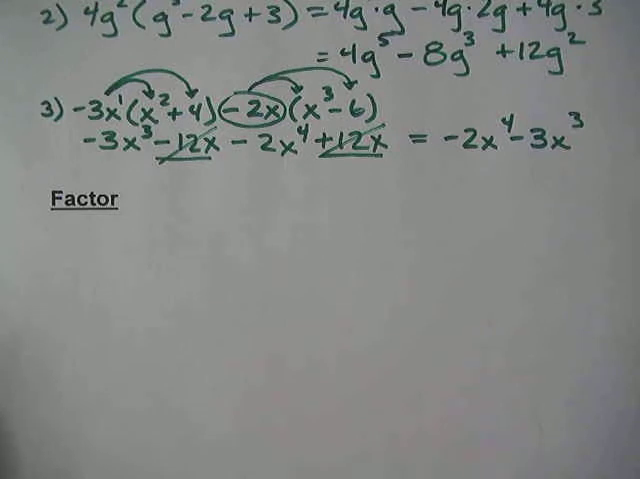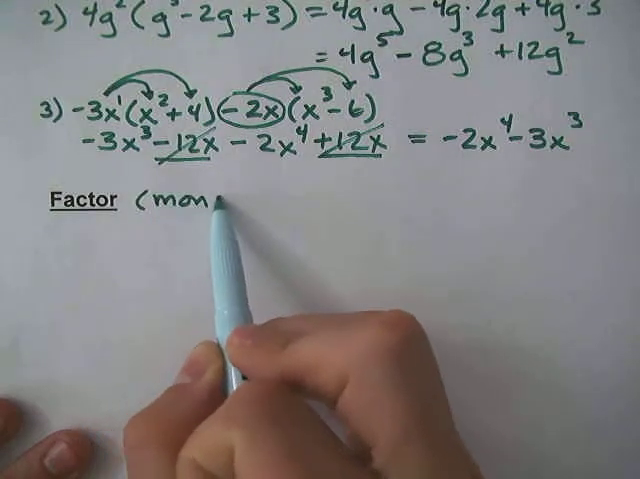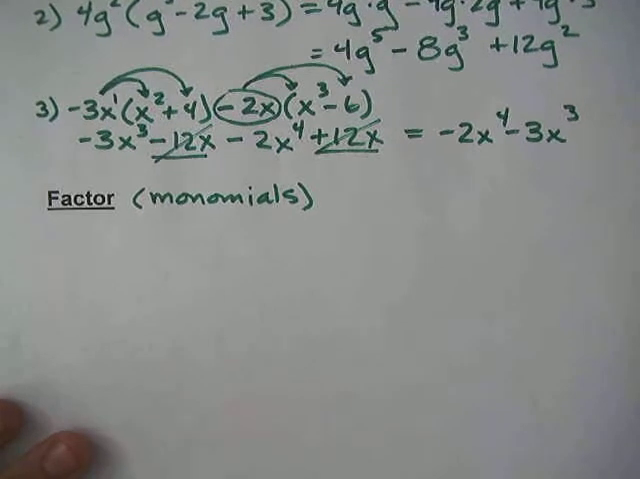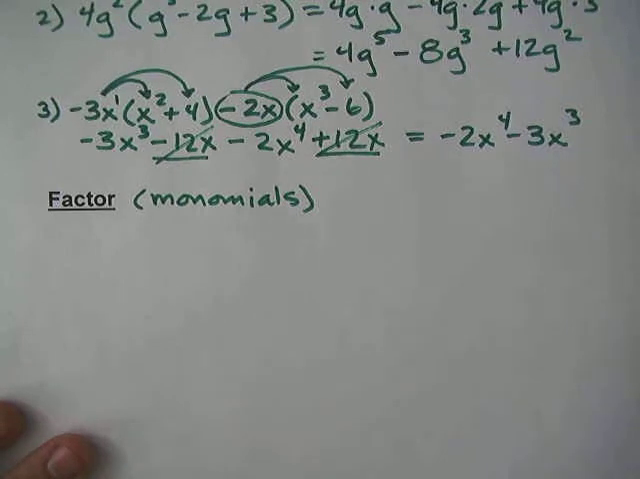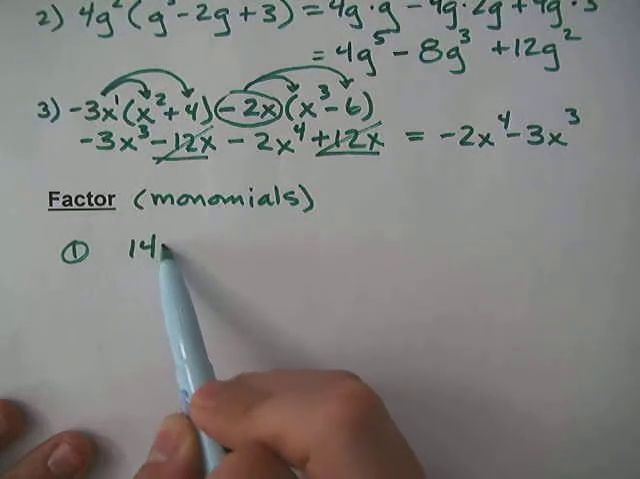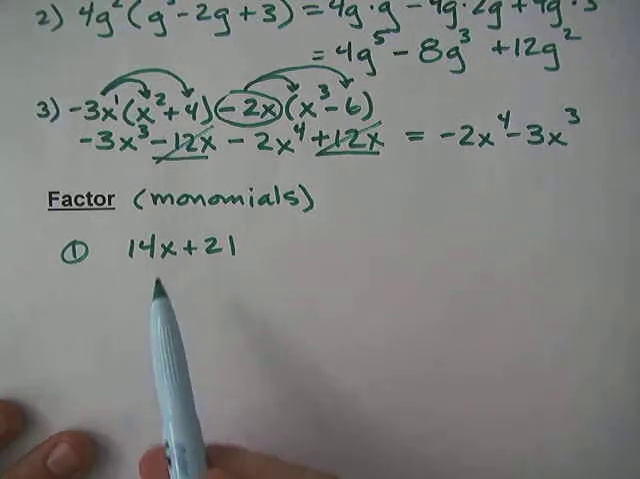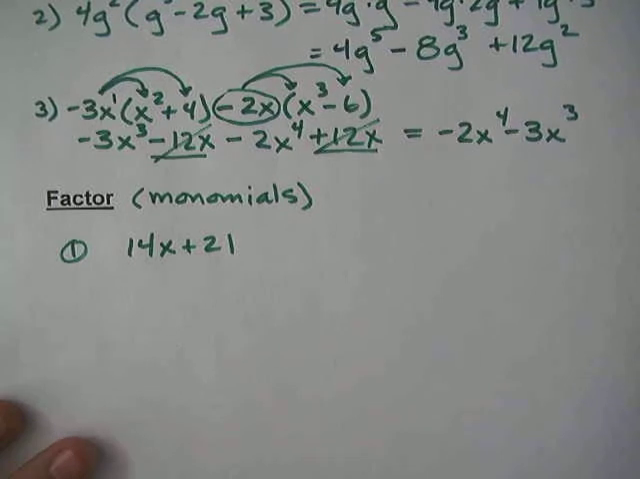Now, factoring is the exact opposite of what we just did. And we're going to talk about first factoring monomials. Now, if you remember, a monomial is a one-term polynomial. So we're going to be factoring one term out of a polynomial. So for instance, if I have 14x plus 21. So what I'm going to do is I'm going to look at each term and decide what common factor they share.